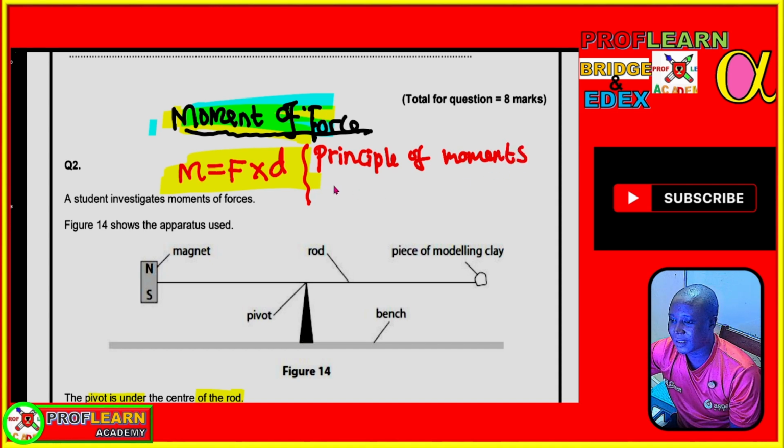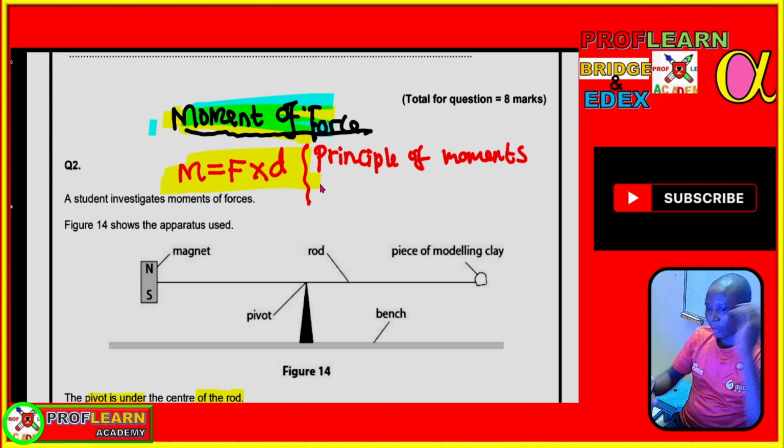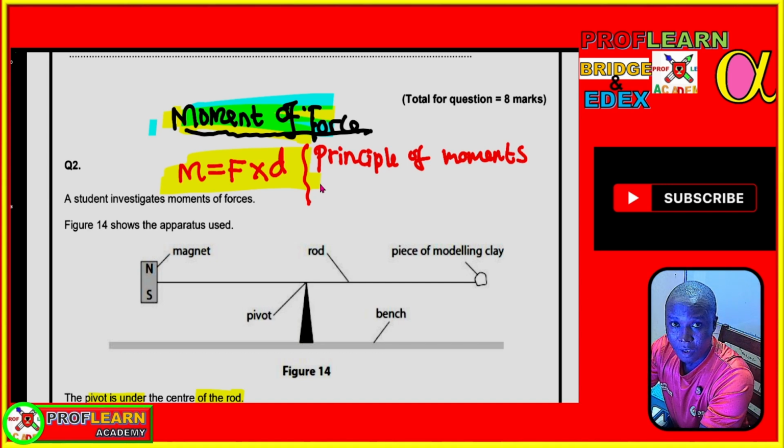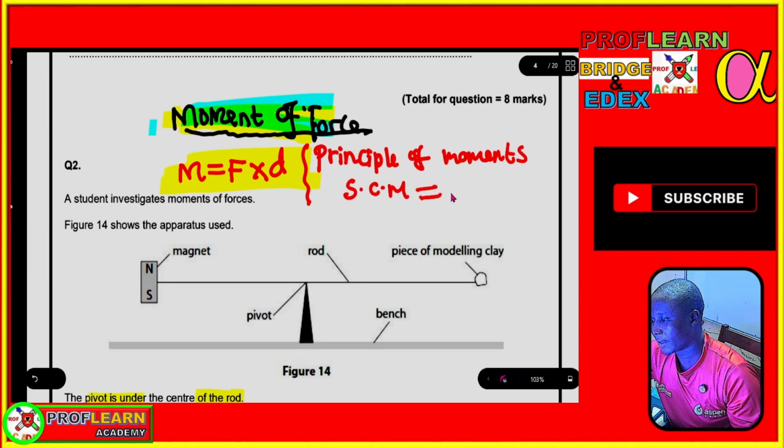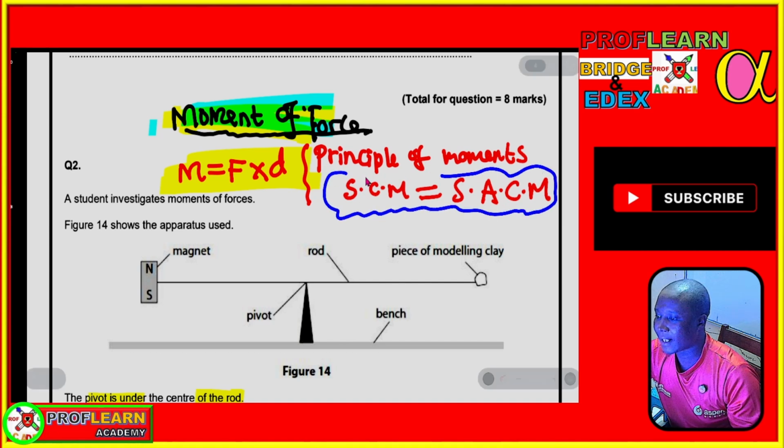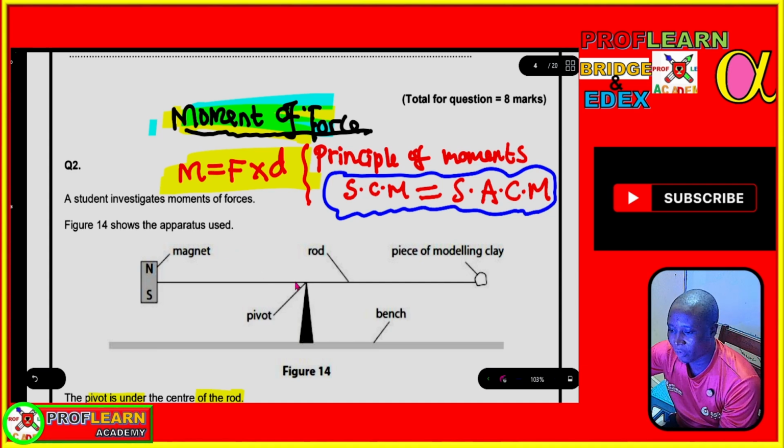The principle of moments states that at equilibrium, when the system is balanced, the sum of clockwise moments should be equal to the sum of anti-clockwise moments. So this is the principle of moments, and all the moments are calculated from where the pivot is to where the force is acting.